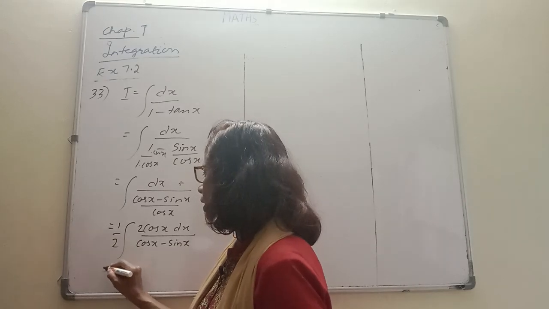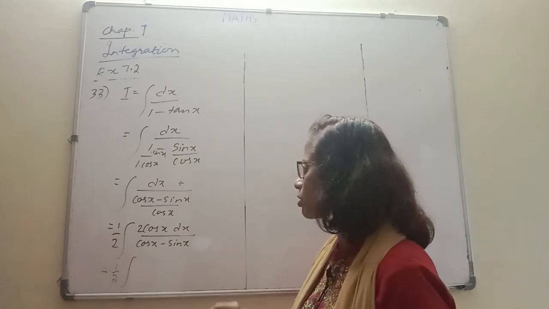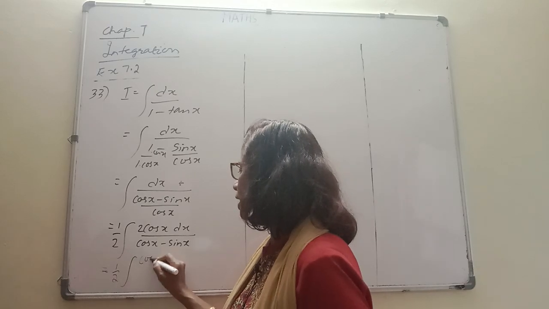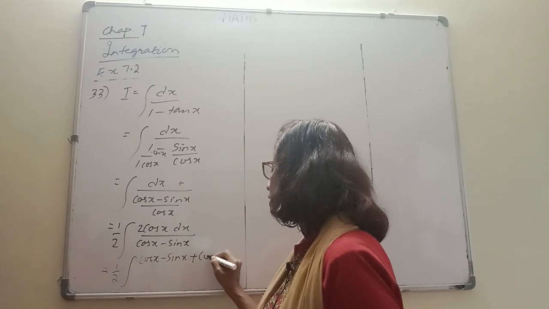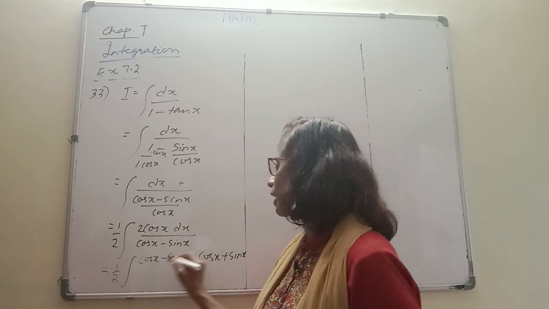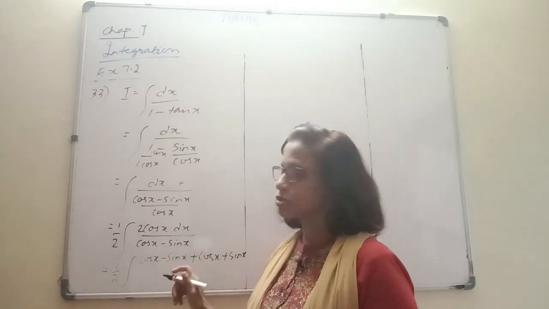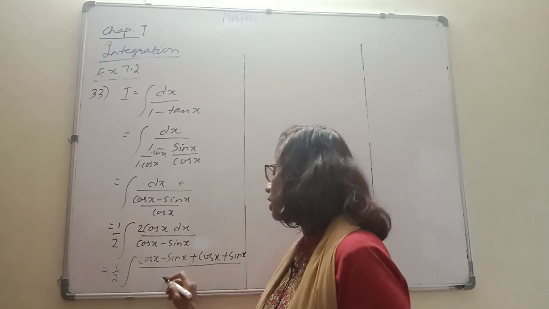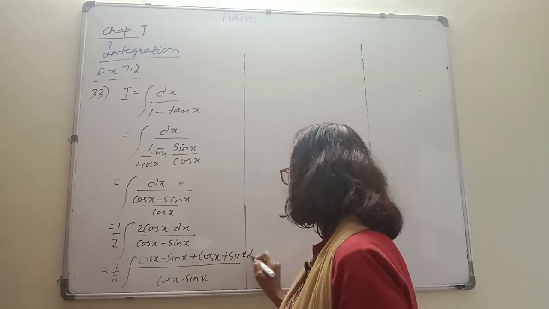Now, in order to get this solved, instead of writing this 2 cos x, we can write it as cos x minus sin x plus cos x plus sin x. Because minus sin x plus sin x will cancel, and cos x plus cos x will become 2 cos x. So we are done with that. Over cos x minus sin x dx.